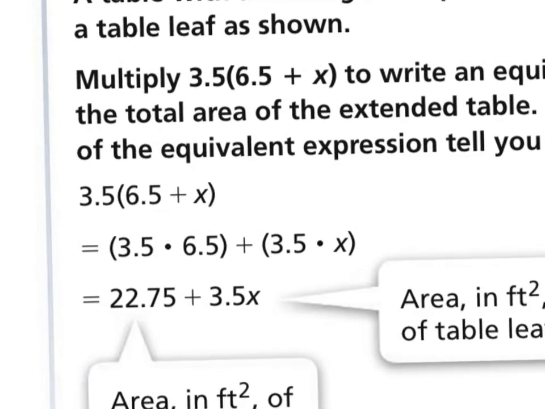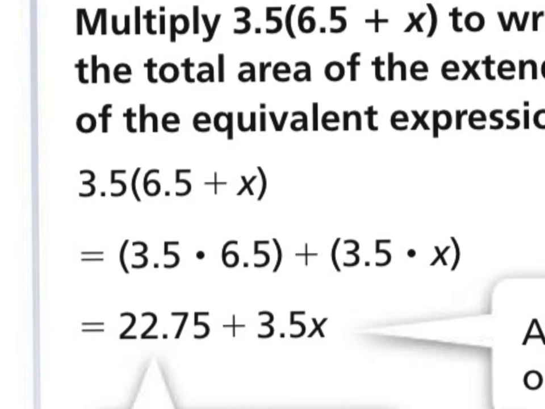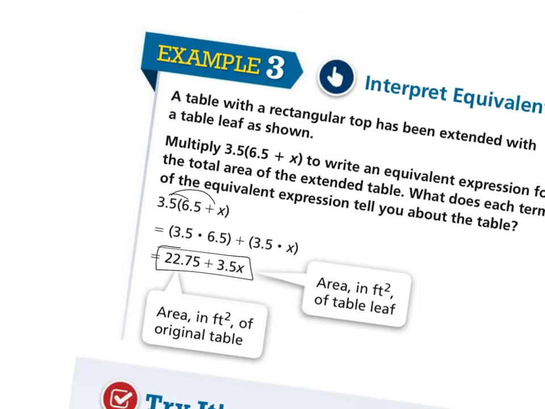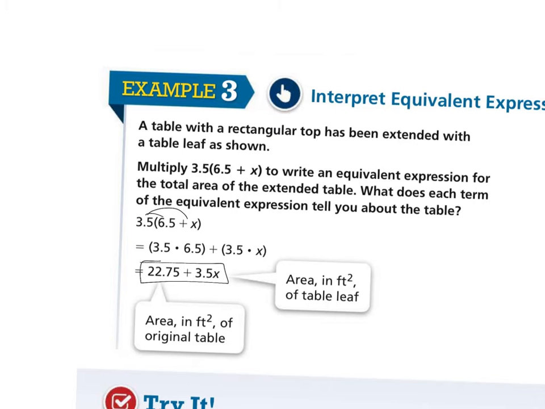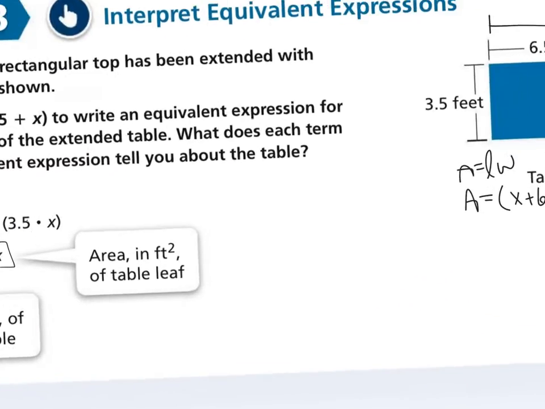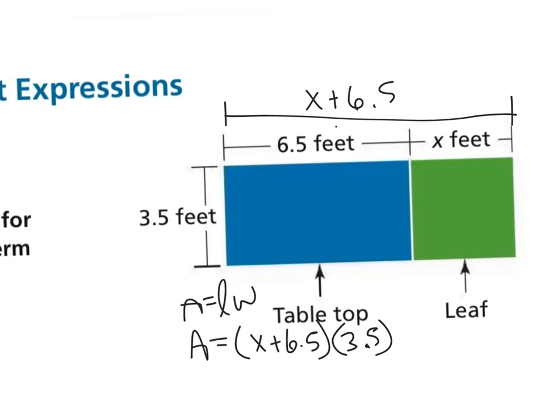Okay, so what we're doing then is just writing an equivalent expression. So we're just distributing these. So we do 3.5 times 6.5, which ends up being 22.75. We do 3.5 times x, which is 3.5x. So this would be an equivalent expression to that. The question then also, they ask, what does each term tell you about the table? So if we think about this, actually we could separate it and kind of split it off.